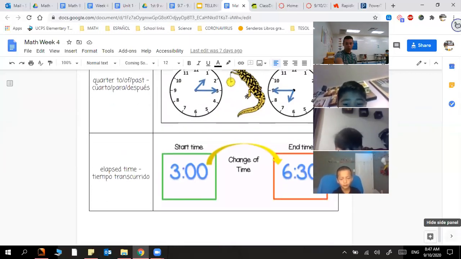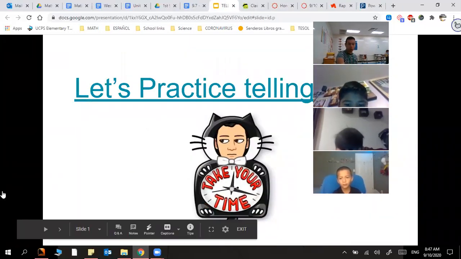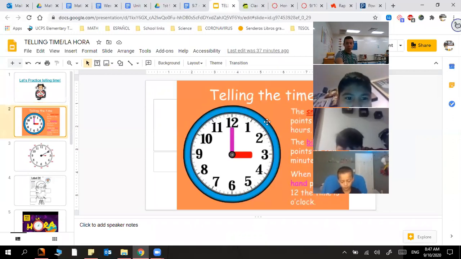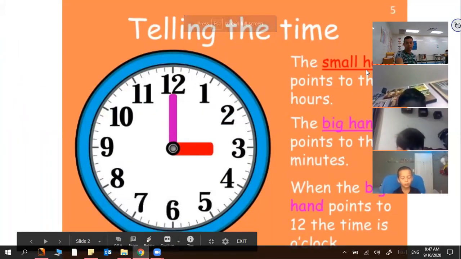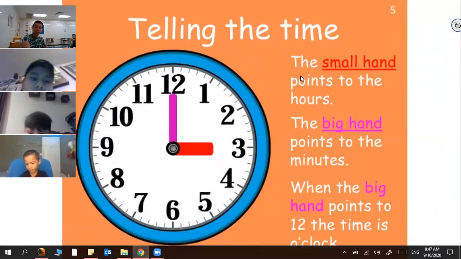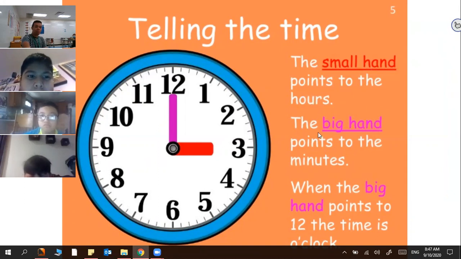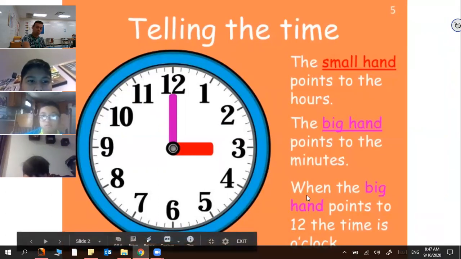Okay, and we are not going to worry about this. All right, so now, pay attention. Okay, now this is what I was telling you guys. So we have here, telling time. Read, everybody reading this. The small hand points to the hours. The big hand points to the minutes. When the big hand points to 12, the time is 12:00. So don't forget these, you guys.